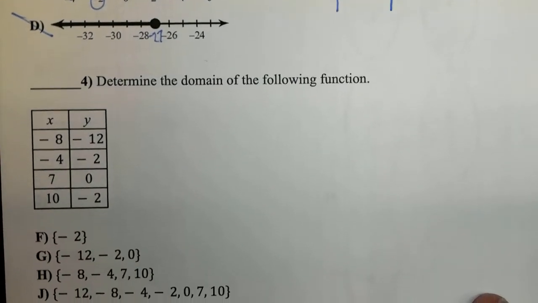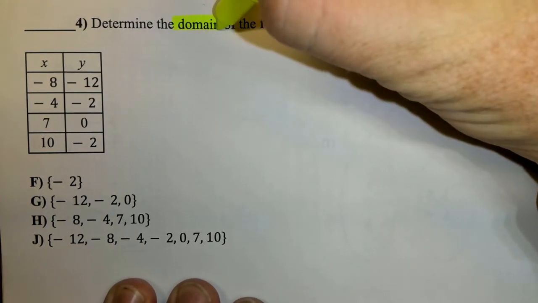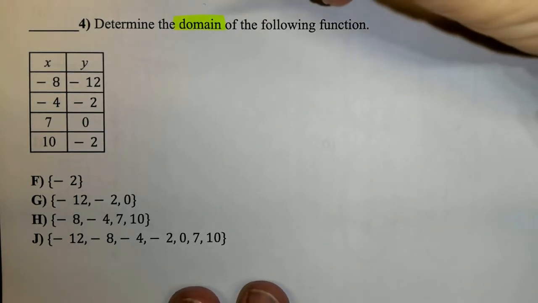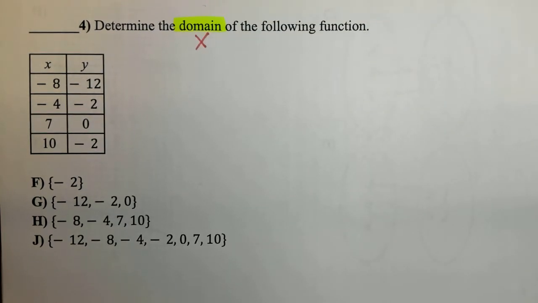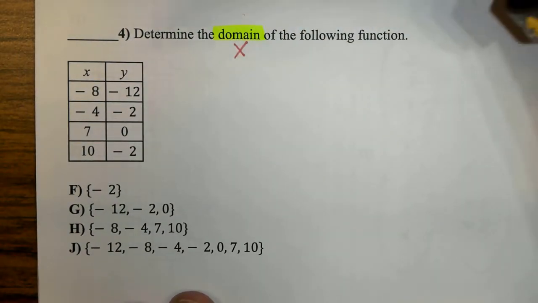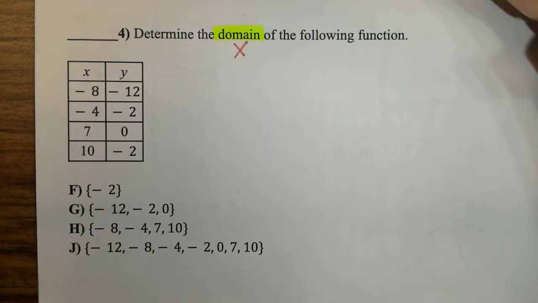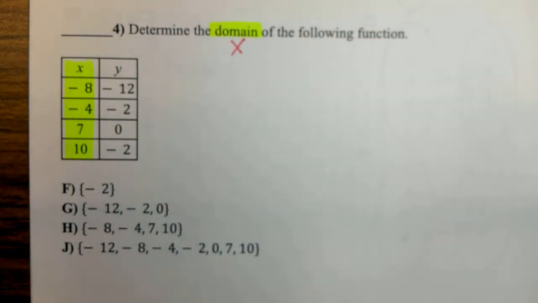All right, last one on this page is 4. Okay, determine the domain of the following function. So my key word here is domain. And if you remember, domain is all x values. And so if I look at my table, look, it's nice and neat. It has x here, y here. And so all I want to do is make sure my answer has all my x values right there.